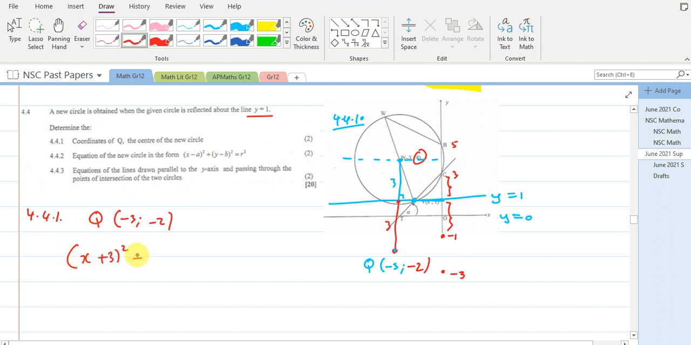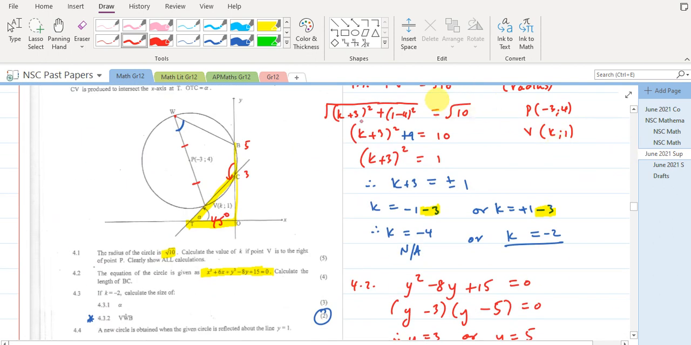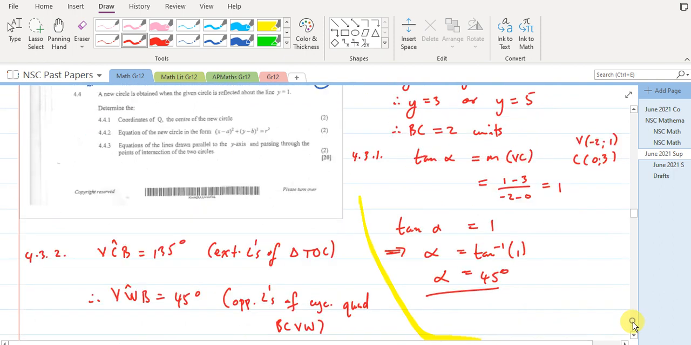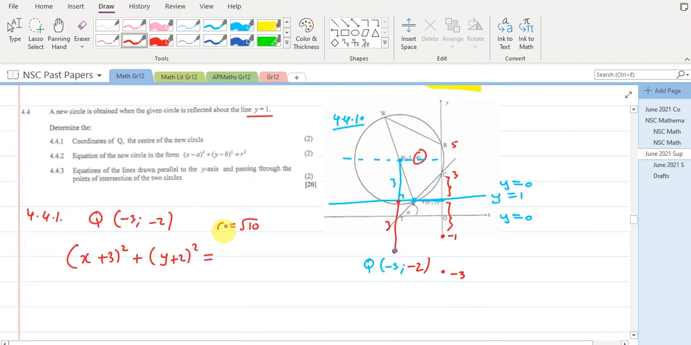x plus 3 all squared plus y plus 2 all squared is equal to r squared. Remember, r was square root of 10, same as before. Let's just double check. r was square root of 10. R is equal to the square root of 10, and we're saying r squared here, so should just be 10. So x plus 3 all squared plus y plus 2 all squared is equal to 10.